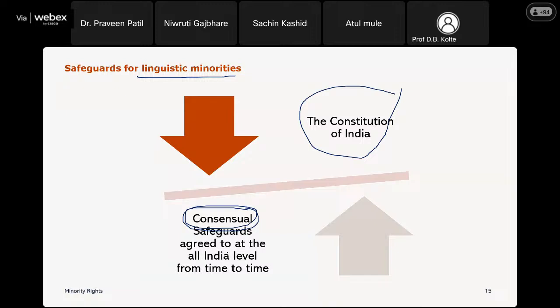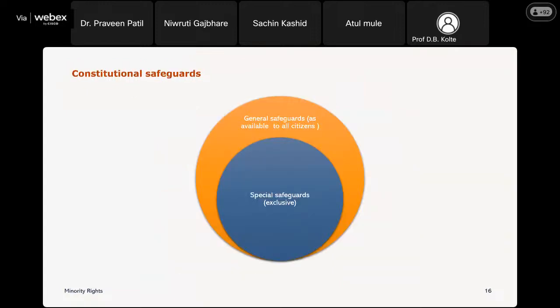there is a special national level officer, a commissioner who takes care of the minority rights of the linguistic minorities of the people. And states have agreed that the best of the best facilities would be made available to the linguistic minorities in every state, through agreements entered into at all India level from time to time in respect of these linguistic minorities.